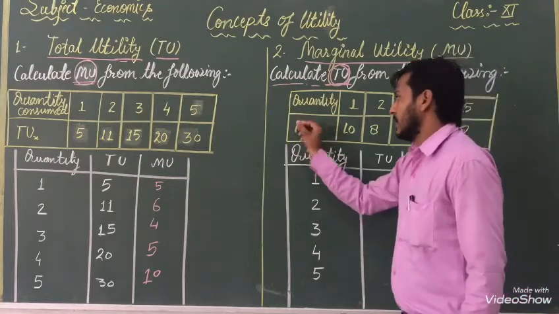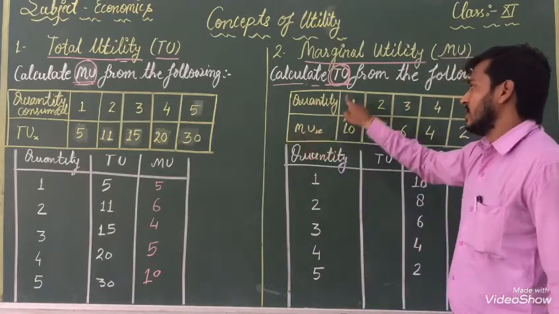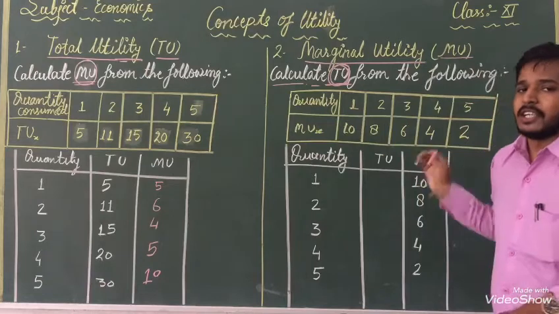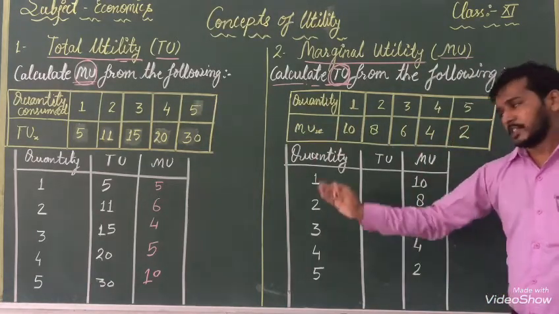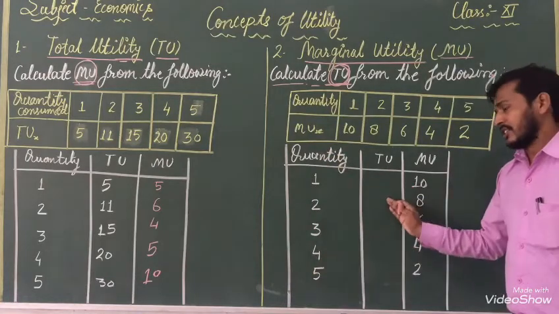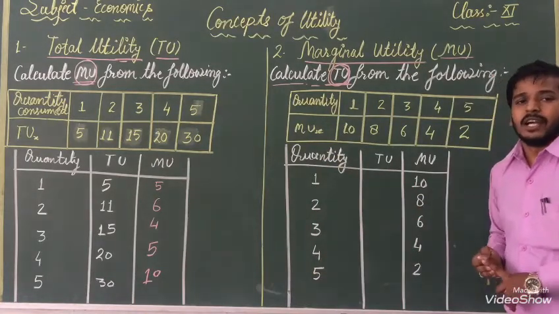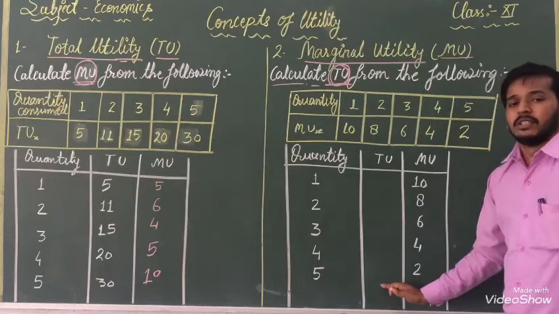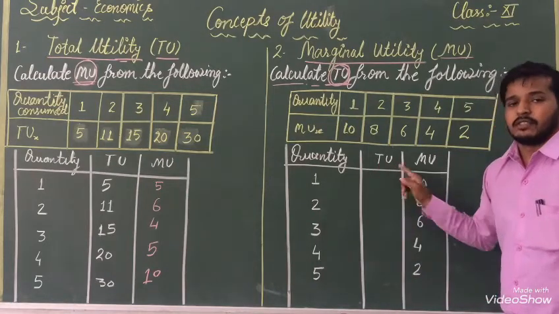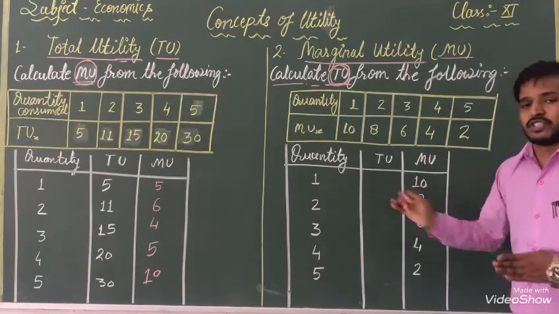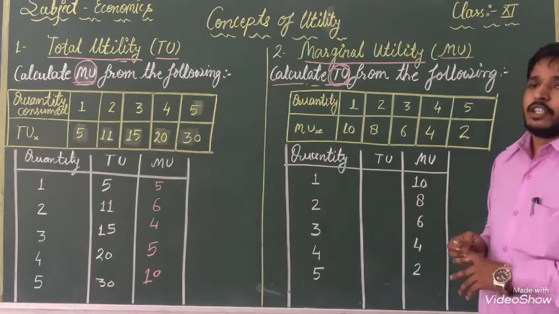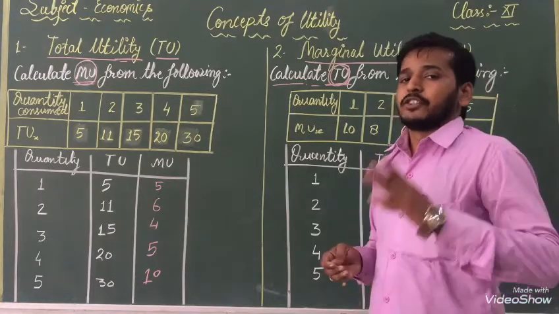Once again, quantity and MU are written in the question. Write it down. After that, I am explaining one side here and making this table. That's why I have made a blank column here for total utility. How are we going to calculate it? You have to see the same process here. With the help of that, you will solve your questions at home.